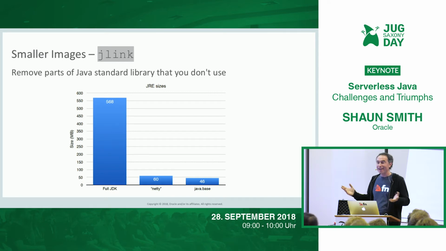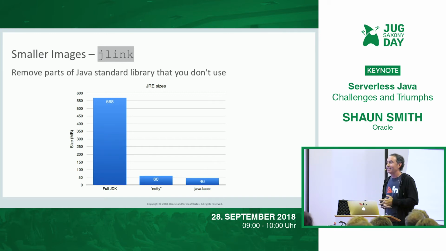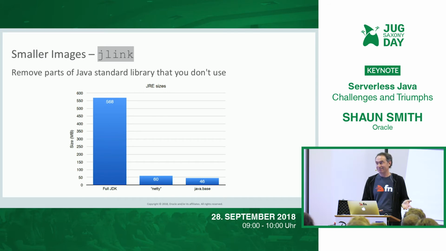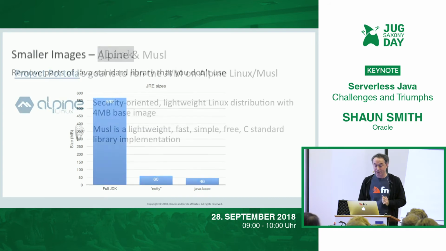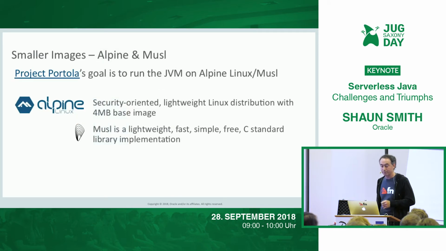The JDK's got like 500-something meg of classes, but for the one in the middle there, Netty needs about 60 meg of classes to actually run. So you don't need 500, half a gig of classes, for your application. So using JLink is good to shrink your application down. Definitely a good thing. Even works without modules.